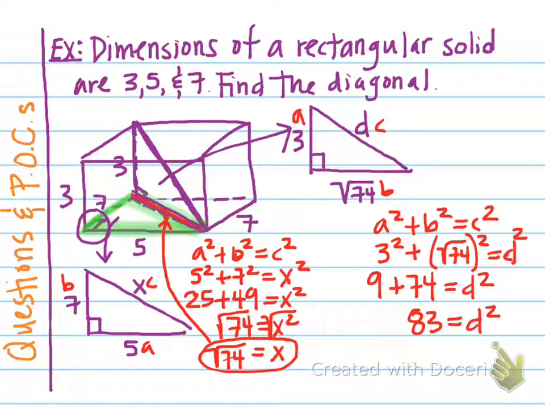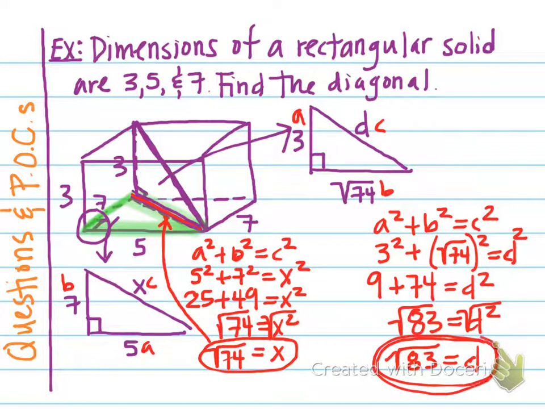The last step is to take the square root of both sides. And I have a feeling that 83 is a prime number. I'm pretty sure that it is. So the distance of our diagonal has a length of square root of 83 units. This is our answer. So in order to find the length of the diagonal of a rectangular prism where they give you the length, width, and height, you're going to have to use Pythagorean theorem twice. Just make sure that you're picking the right triangles.